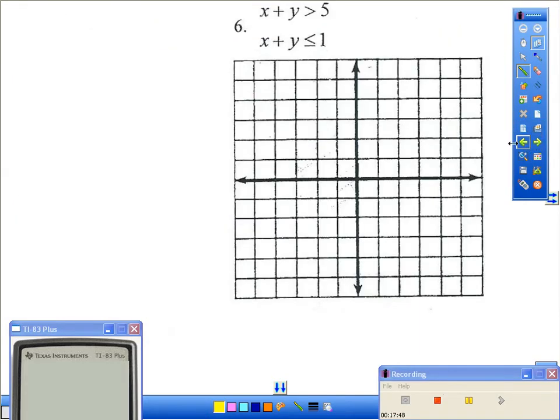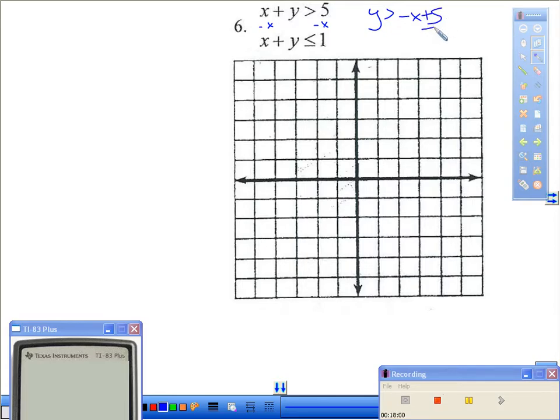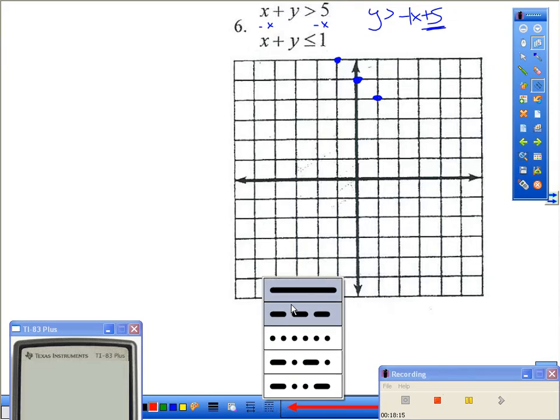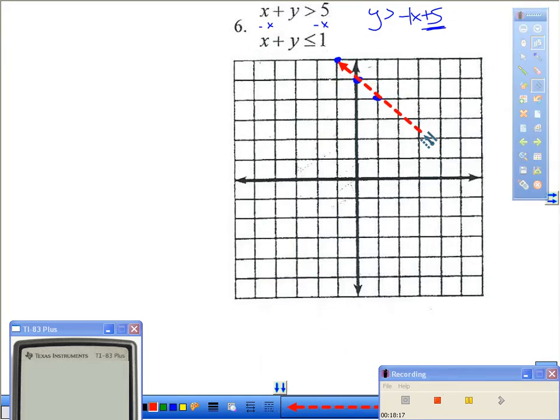So looking at number 6, same type, we need to solve both of those equations for y. So we need to say minus x, minus x. Once we've done that, we're going to have y is greater than negative x plus 5. That means we have a y-intercept of positive 5, so we'll put a dot there. And then we have a slope of negative 1, which means up 1 and left 1, or down 1 and right 1. Then we'll draw a dotted line through those points. Again, it's a dotted line because of the inequality symbol. It just says greater than, it doesn't say greater than or equal to.